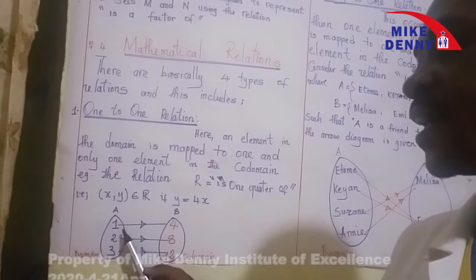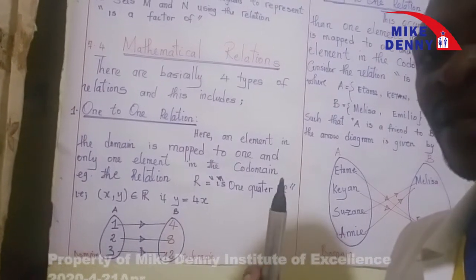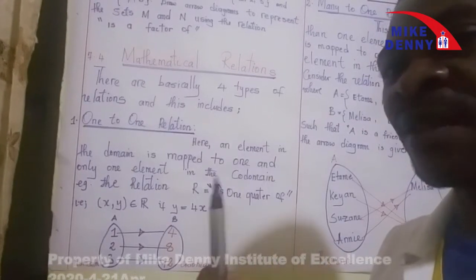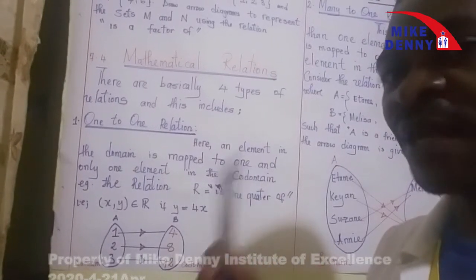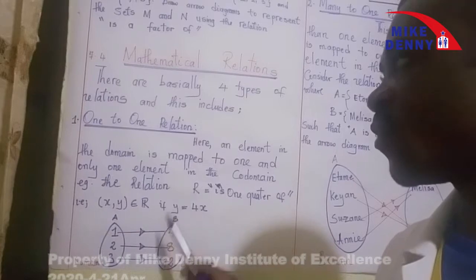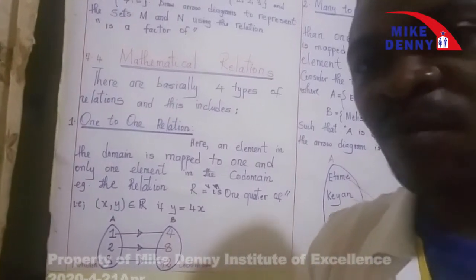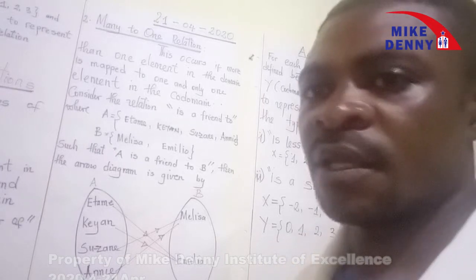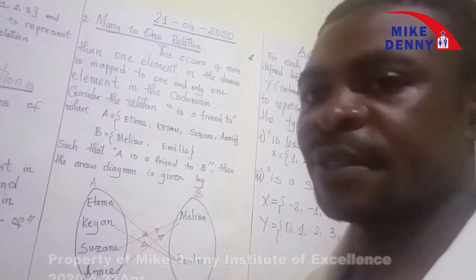So here you discover that here is 1-to-1. One element from the domain is mapped to one and only one element in the codomain. When that is done, we'll now conclude that we're dealing with a one-to-one relation. So I believe that all of us are there and we'll continue. Okay, we are set for one-to-one relation.